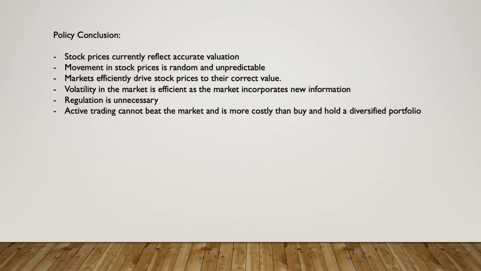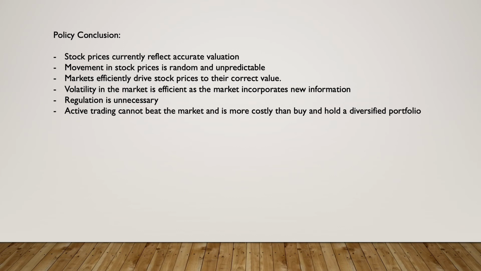The policy conclusions that we see from the efficient market hypothesis are that stock prices currently reflect accurate valuations, and movements in stock prices are random and unpredictable. Market efficiency drives movements in stock prices so that any volatility is movement towards correct values. Volatility in the market is efficient thus, and the market is just incorporating new information as efficiently as it knows how. Thus, volatility in the stock market is not a sign of a problem, but a sign of an efficiency process, and regulation is unnecessary, if not damaging, if it might prevent that sort of efficiency process from taking place.